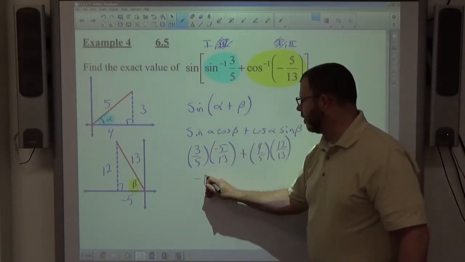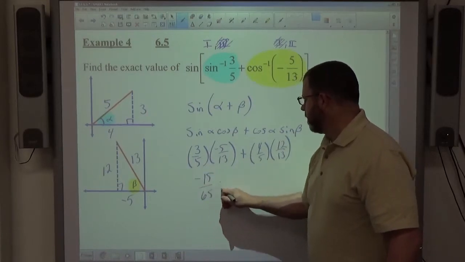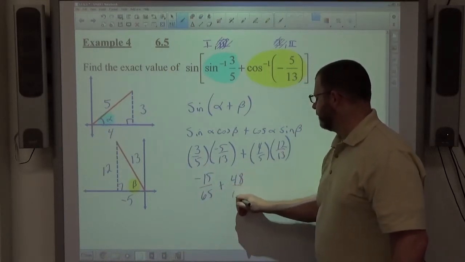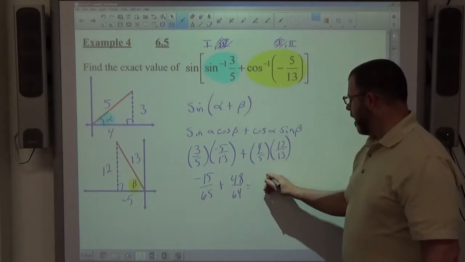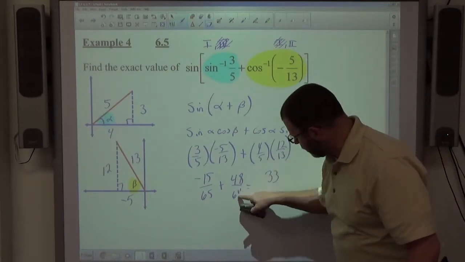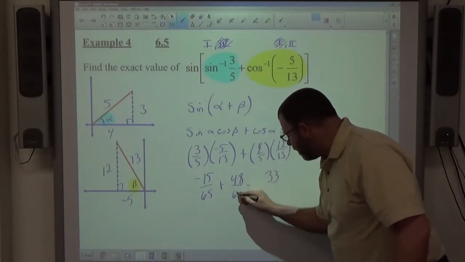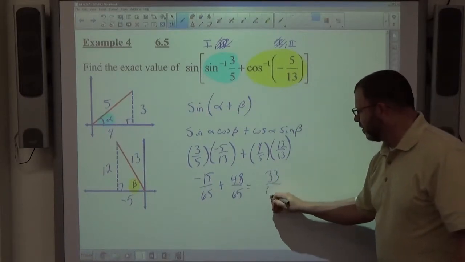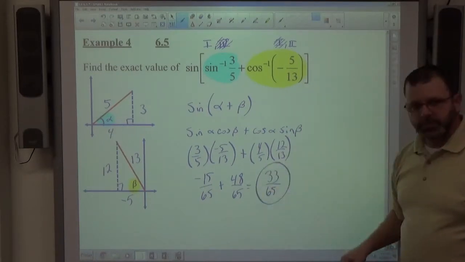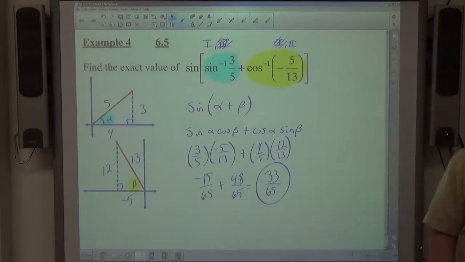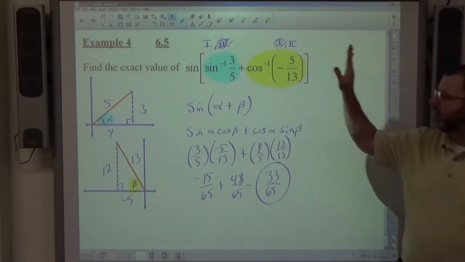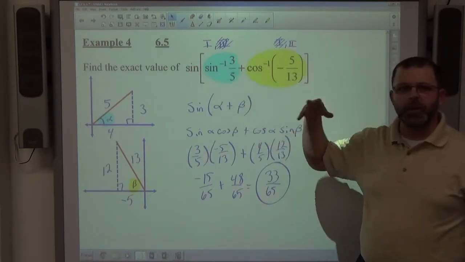So negative 15/65 plus 48/65 combines to make positive 33. 65, there we go. 33 over 65 is the end result of that. Recognize these for what they are, and again, consider this is an angle, and think about your trig identity sheet.